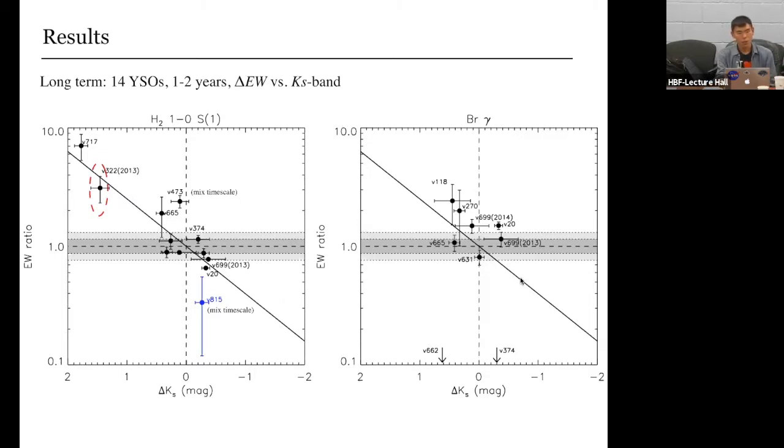And on the other side, the Brackett gamma lines have a quite spread distribution on the plot, which means that on the time scale of years, we can't draw a very simple conclusion about what happened with Brackett gamma. It's actually coming from very short time scale variability, and if you observe it over a years-long time scale, it's just a sampling effect of the shorter time scale. It doesn't actually make sense.